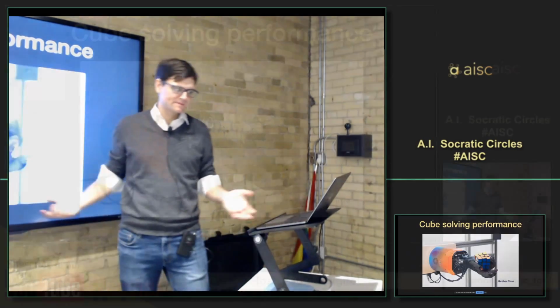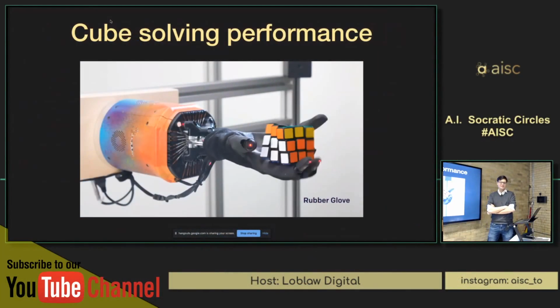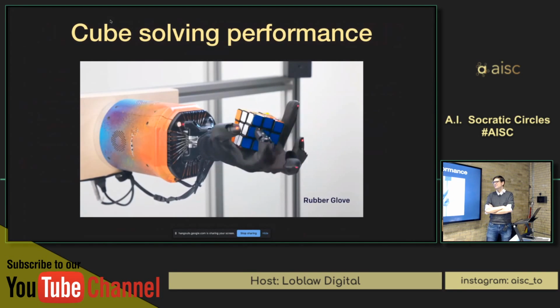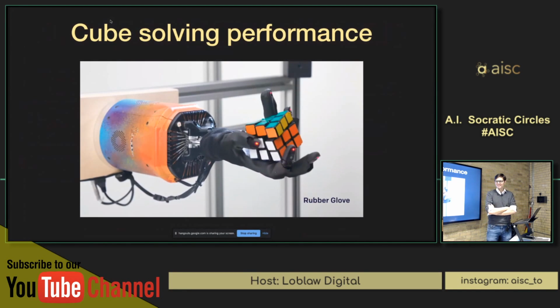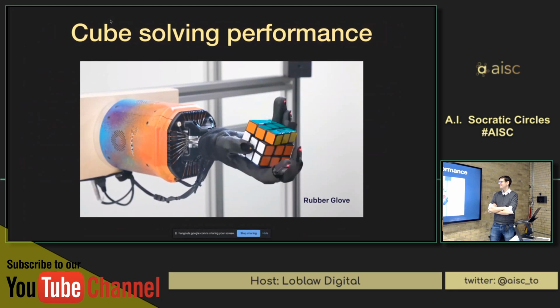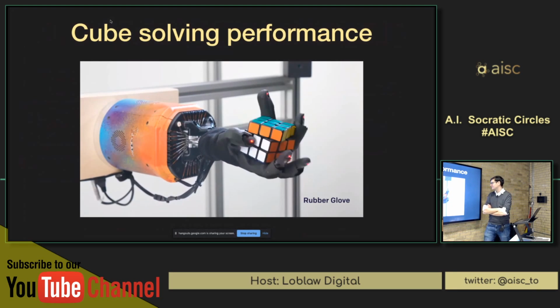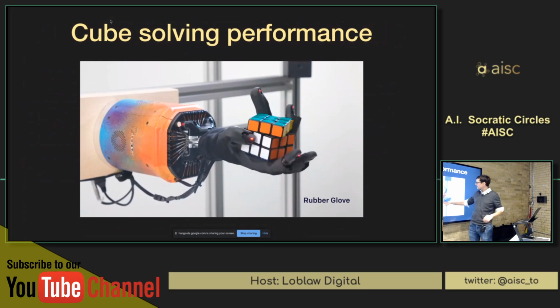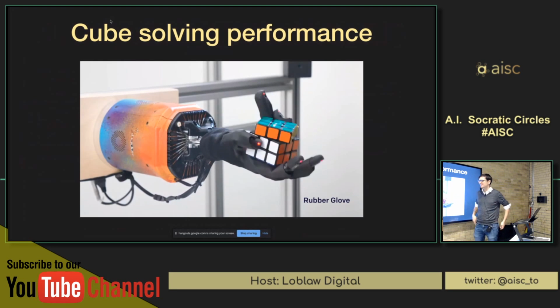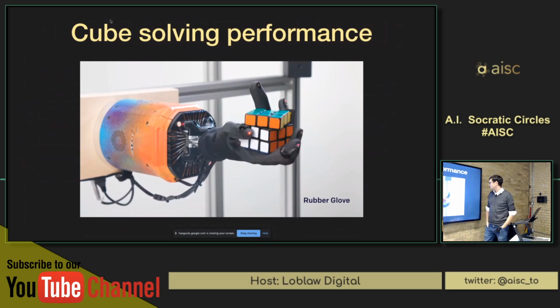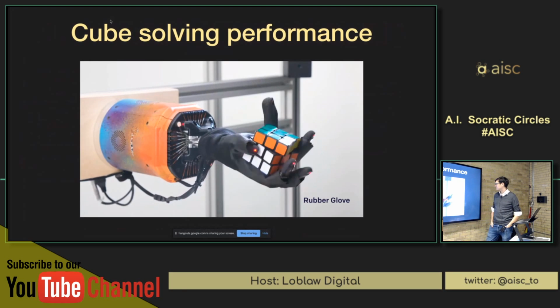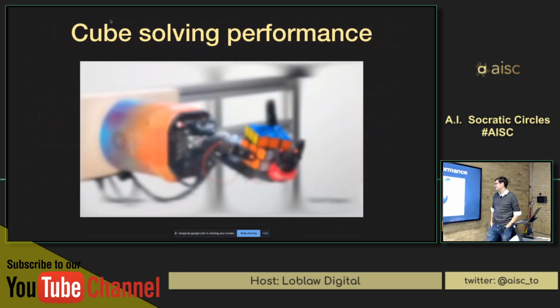So, a little bit of the results. The robot can solve Rubik's cubes. Congratulations, now we can go home. And they tried different things to mess with the robot. Here they put on a rubber glove to increase the friction of moving the joints. And you can see it's going to solve it any second now.